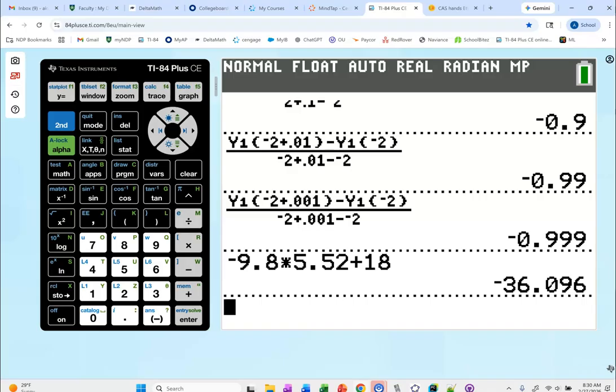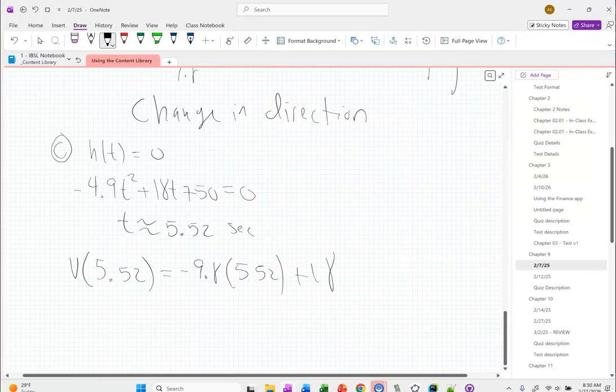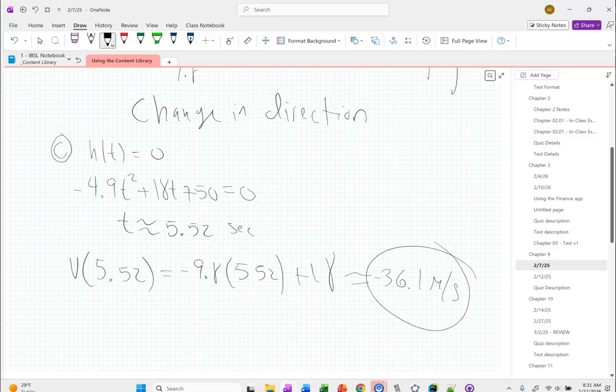Yup. So negative 36.1 meters per second. How do we feel? It's okay?